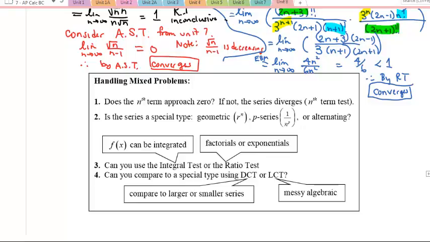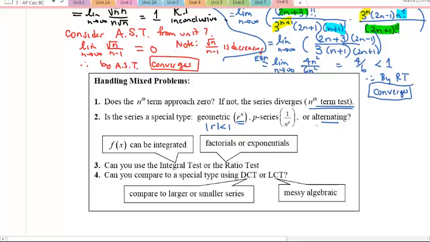So here's a little recipe card you can use to help you figure things out. I always ask myself this: does the nth term approach 0? If not, the series diverges. So I always try to use the nth term test first. Then I ask myself, is it a special type? Is it geometric? Then, of course, remember you have the ratio being less than 1. Is it a p-series? Remember, we just did that the other day. And is it alternating? That's from Unit 7. I ask myself about those types, because if it is one, I can identify it easily and just use those tests.